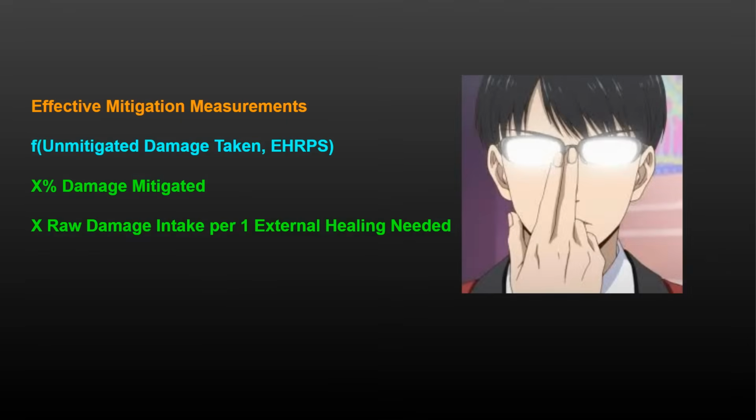Any effective mitigation measure is ultimately going to be some manipulation of both external healing requirements on the tank, as well as the raw incoming damage before it is reduced by any mechanics. So this will generally come in the form of a percentage for total incoming damage mitigated, which is what Ask Mr. Robot was utilizing, or there are cases where it is appropriate to show it in an alternative form, such as a factor, where, for example, a tank might be able to soak a certain amount of unmitigated damage per point of external healing they require.